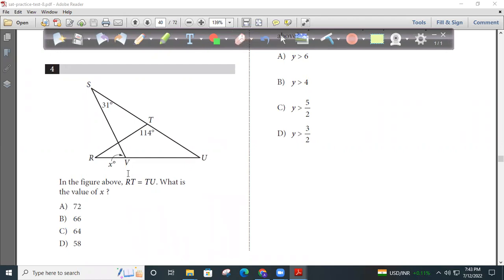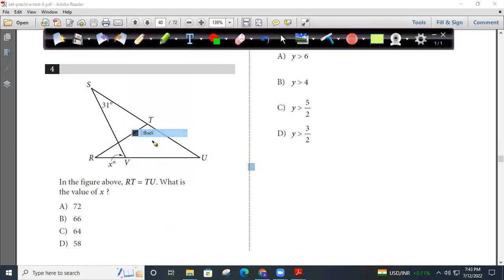You should be active. So when I see this question, they gave a simple logic. What is the logic that they had given? RT is equal to TU is what they said. Since RT and TU are equal, this angle should be the same as this angle. And they gave this as 114.